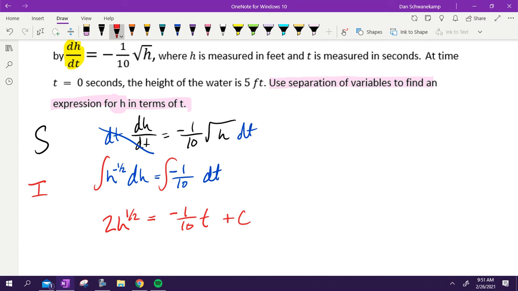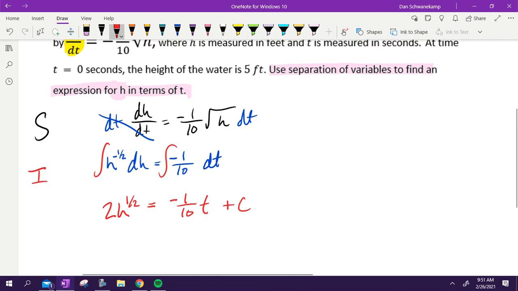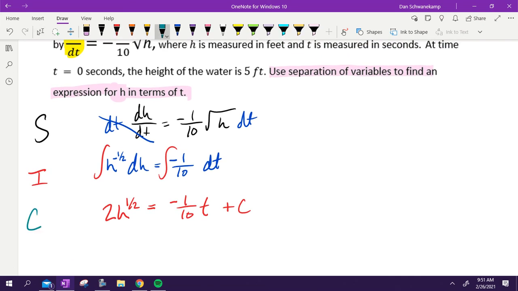I'm now up to 3 points: 1 for the separation, 1 for the integration on both sides. You're already over half the points if you can get to here. You have to be able to get to here, or otherwise it's going to go poorly. Questions to there? Wonderful. Separate, integrate. Now we're going to solve for c.